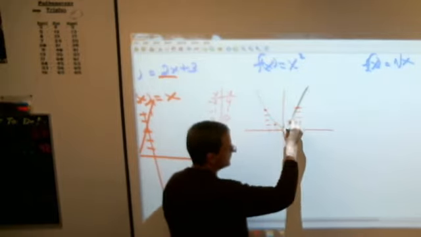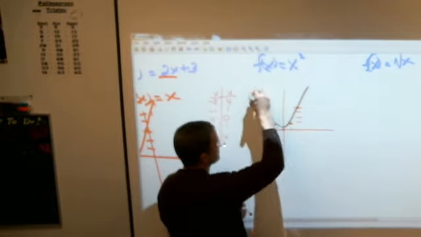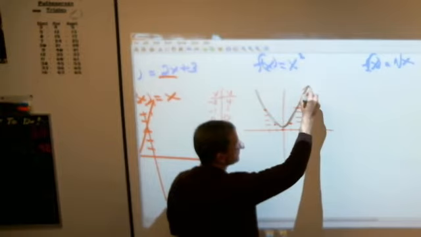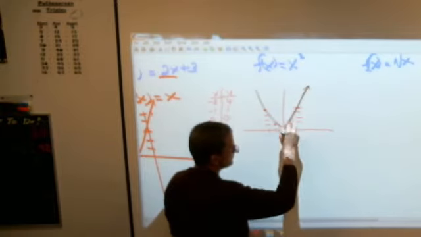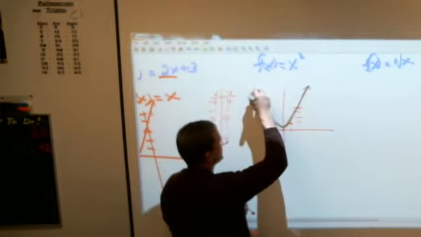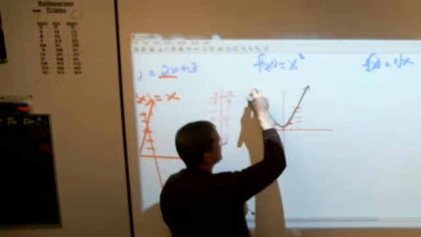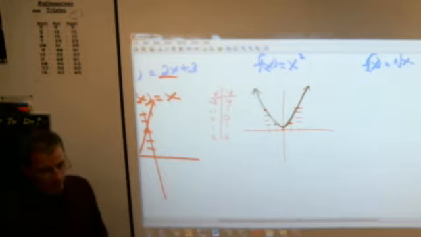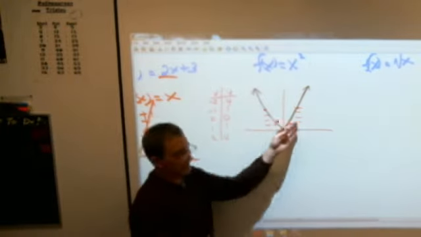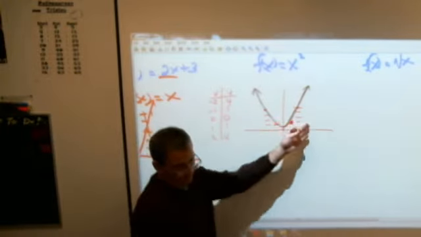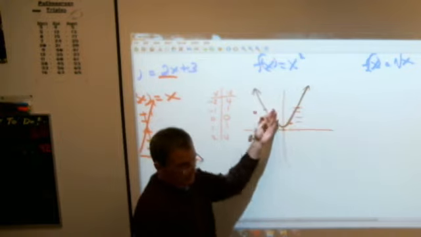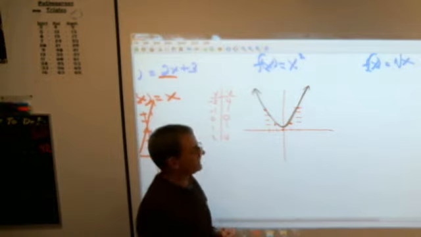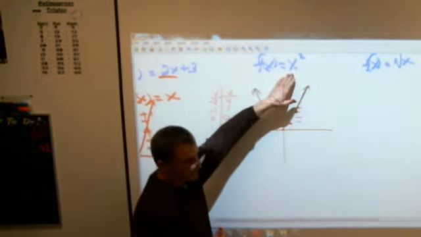I'll draw this a little darker. Now this obviously isn't perfect. The graph of x squared is what we call a parabola. It's that U-shaped thing. Okay? Anytime you see a U-shaped thing, you need to recognize that that comes from an x squared equation.